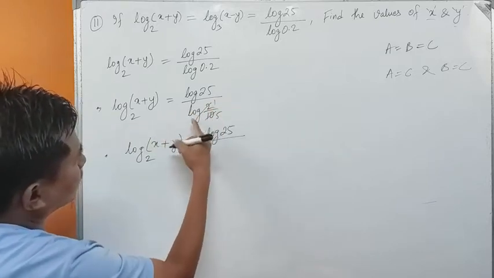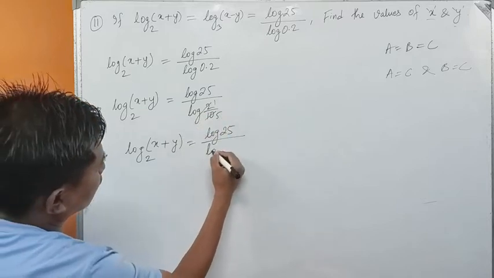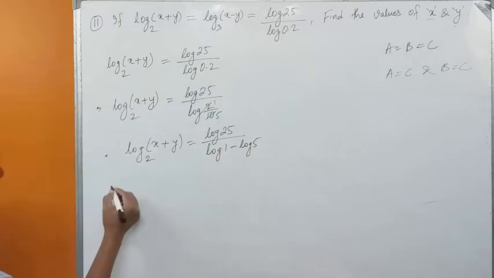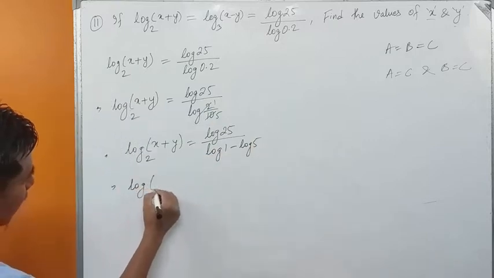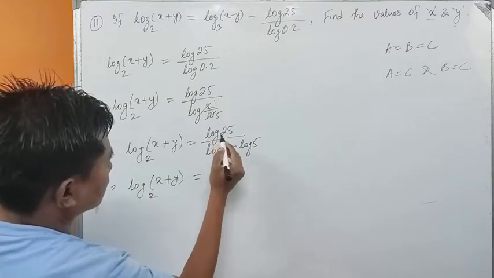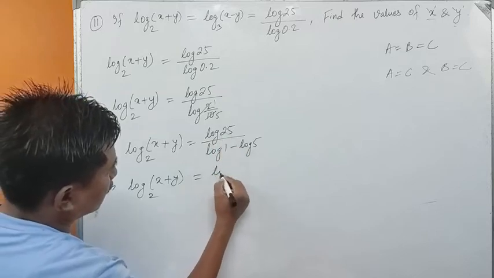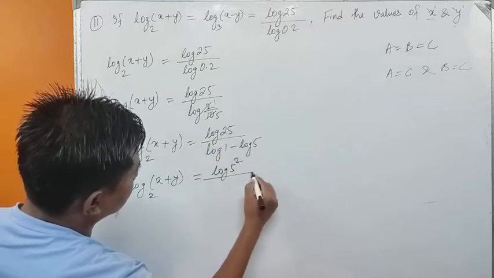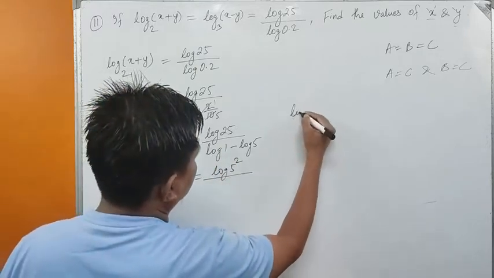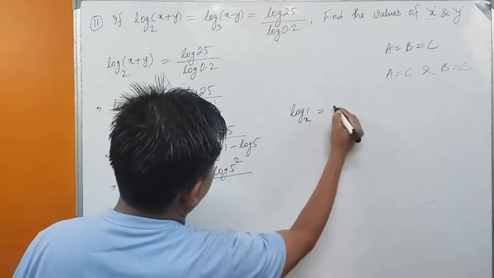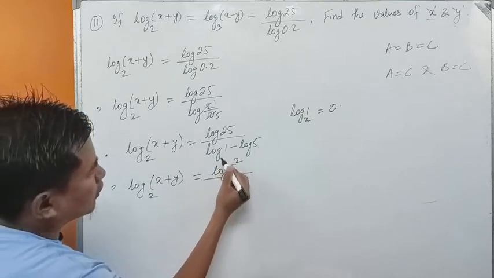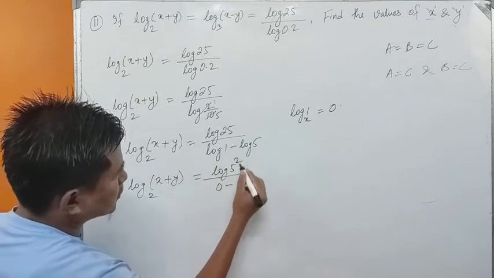So log 1 upon 5 means log 1 minus log 5. Log (x plus y) to the base 2 equals, log 25 can be written as log 5 squared, upon log 1 minus log 5. Log 1 to any base is always 0. There is no base here, so the base is 10. Log 1 to the base 10 means 0, minus log 5.